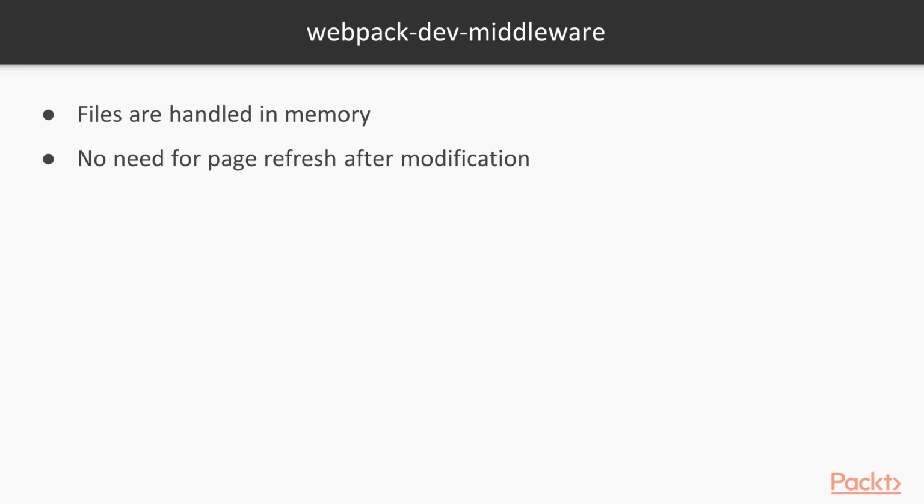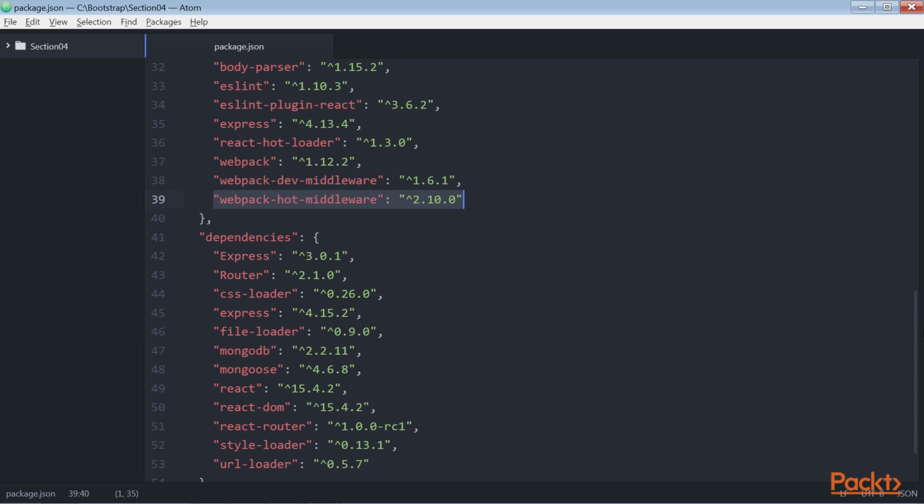Files are not written to disk and are handled in memory. If files are changed in the watch mode during development, you are not served the old bundle, but requests are delayed until the compiling is finished. We don't need to do a page refresh after a file modification. Webpack Hot Middleware. This allows you to add hot reloading into an existing server without Webpack Dev Server. It connects a browser client to a Webpack server to receive updates, subscribes to changes from the server. It then executes these changes using Webpack's Hot Module Replacement, HMR API.